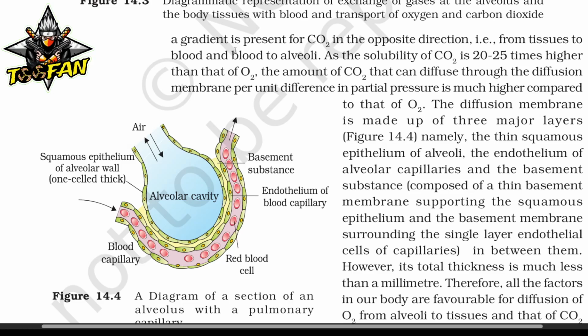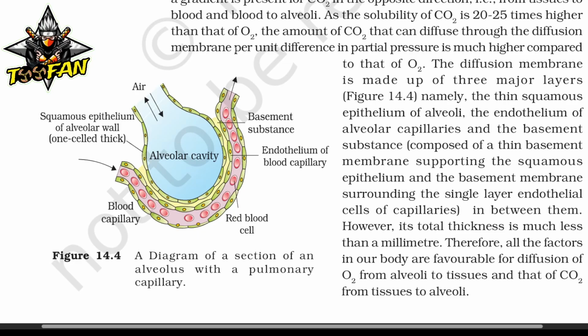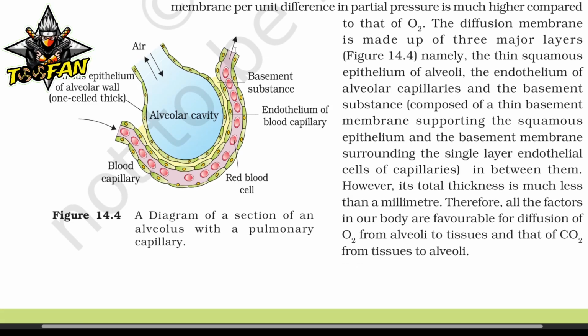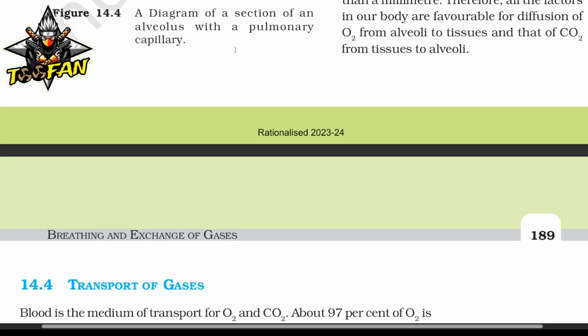The diffusion membrane is made up of three major layers, namely the thin squamous epithelium of alveoli, the endothelium of alveolar capillaries, and the basement substance, composed of a thin basement membrane supporting the squamous epithelium and a basement membrane surrounding the single layer of endothelial cells of capillaries. However, its total thickness is much less than a millimeter. Therefore, all the factors in our body are favorable for diffusion of oxygen from alveoli to tissues and that of carbon dioxide from tissues to alveoli.